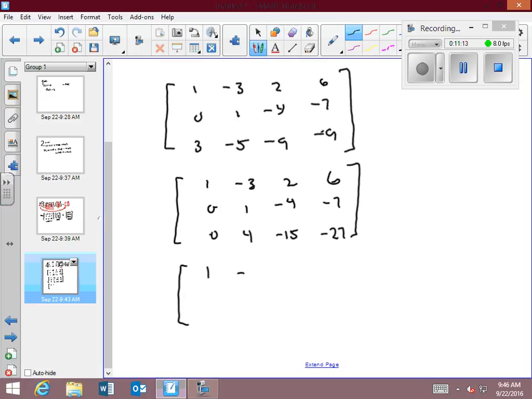Was that 27 wrong? I'm multiplying negative 3 times the 6, 18. Is that a minus 18 and then a minus 9? Was I right or wrong? Okay.